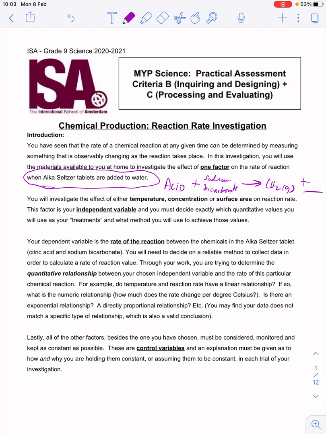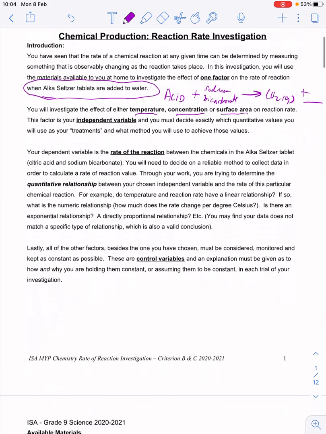Now you're going to have three choices of independent variables for you to vary. You can adjust the temperature, the concentration, or the surface area. Those are three of the classic collision theory factors that affect reaction rate. So those are going to be your three choices. When I get into the method, there are going to be some limitations on that. So let me try to stop myself, and I'll wait and I'll explain it when we get there.